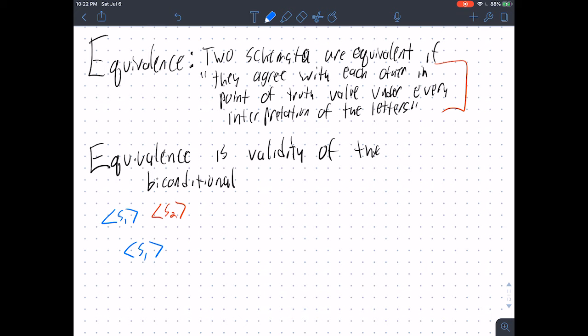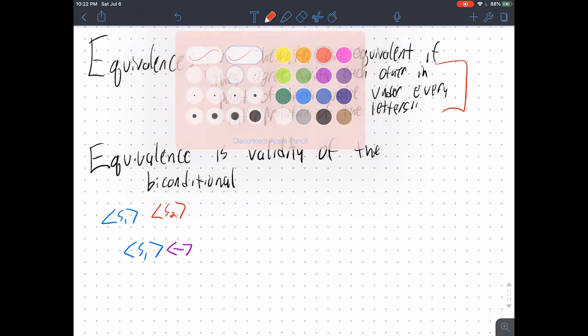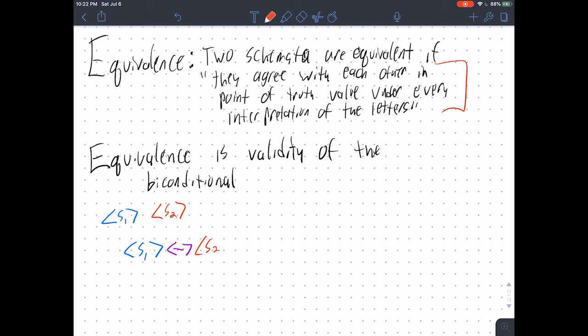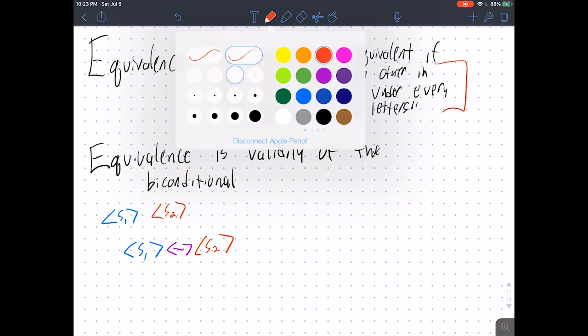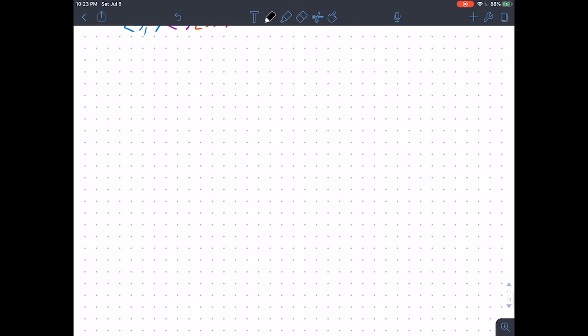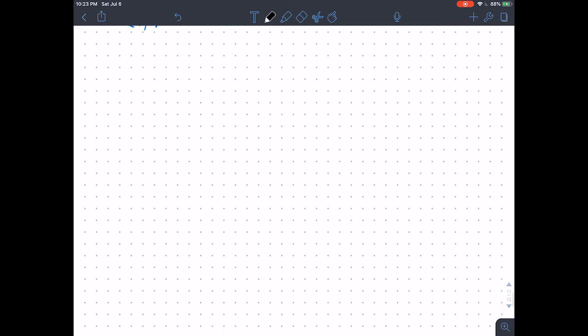Then we do a truth value analysis, and if it comes out valid, so if it always comes out true, then we know that they're equivalent. If you understood everything above about implication, this should be ridiculously straightforward. Let's just look at one or two really quick examples, because again, it's basically the same thing you were doing above.